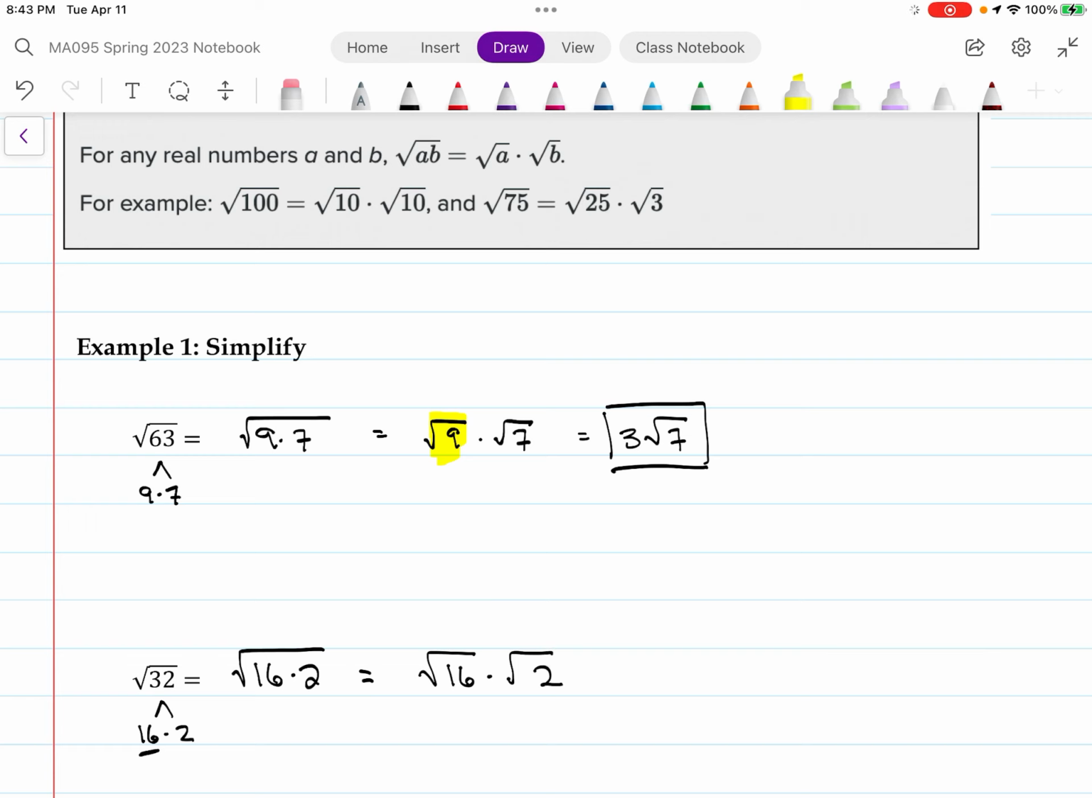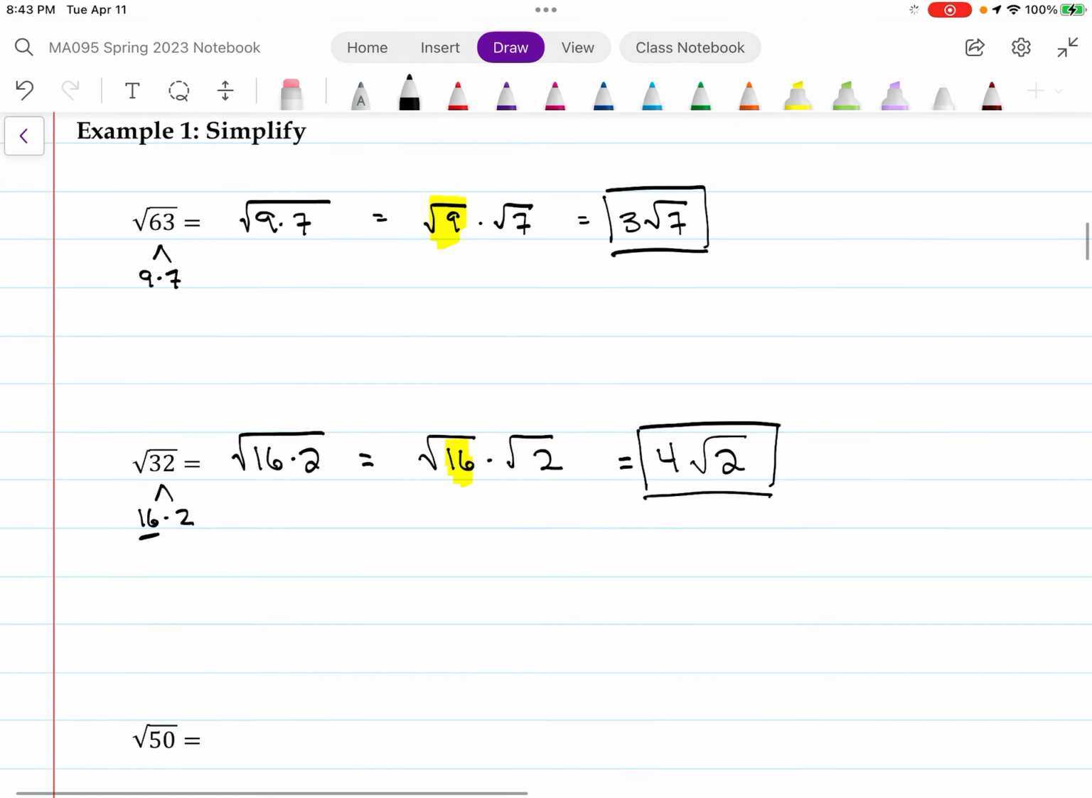You don't have to take all these steps. This one here is so similar to the one before. Lots of times people skip this step right here, but I just want to show you the square root of 16 is then 4 times the square root of 2. And if it's written side by side like that, it means times.